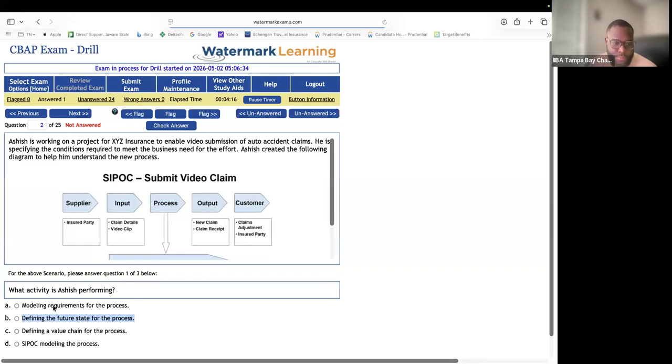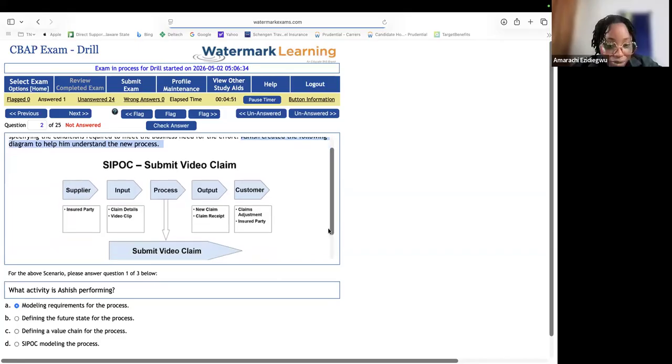Okay. Can you all hear me? Yeah, I can hear you. Okay. I think I would go for A. My reason being that the last sentence of the question says he is creating a diagram to help him understand the new process. So it's still more like the requirements, right? It's more like modeling the requirement so you can see it in a visual format to better understand the flow of the requirement process. That's the reason why I'm going for A.